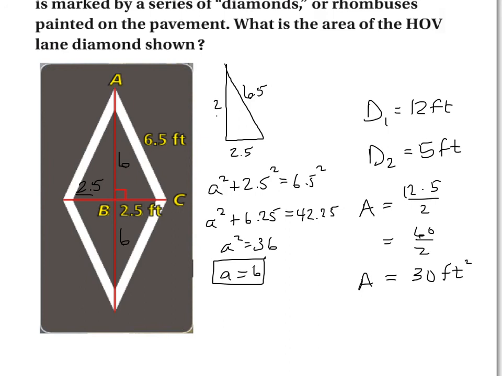Okay, so this concludes section 10.2, part 2, finding the area of rhombuses and kites.